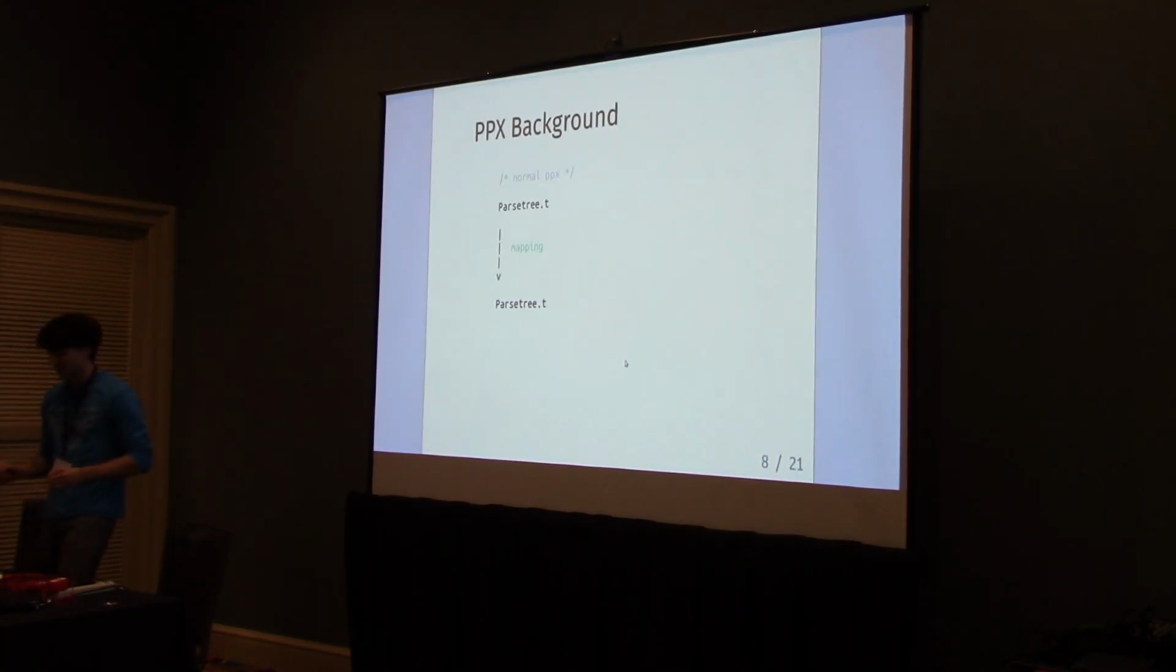So PPXs usually take a parse tree, do some arbitrary mapping to it, and return a parse tree. They're a tool in the OCaml infrastructure. Relit takes a parse tree, type checks it, gets the TLM signature, and then we get a typed tree, and then it turns that into a parse tree.